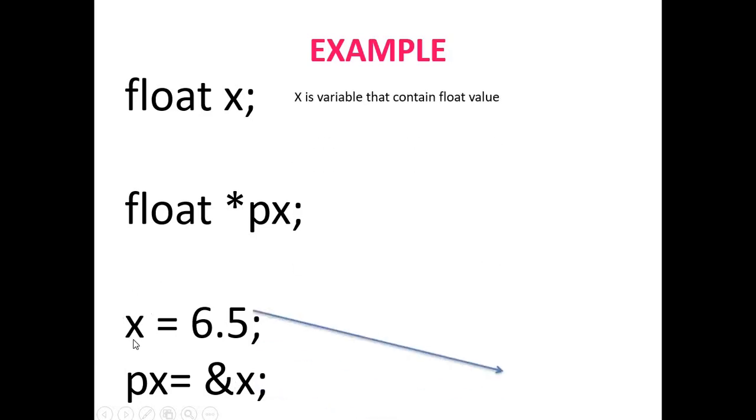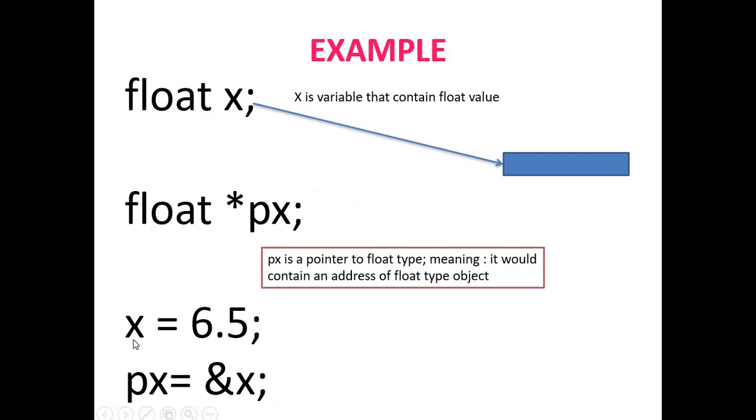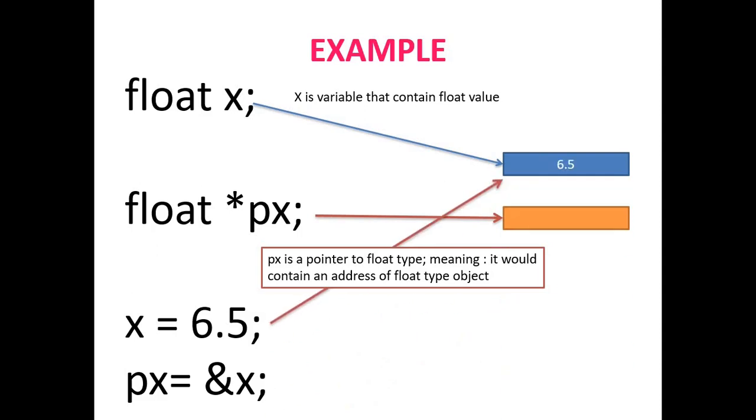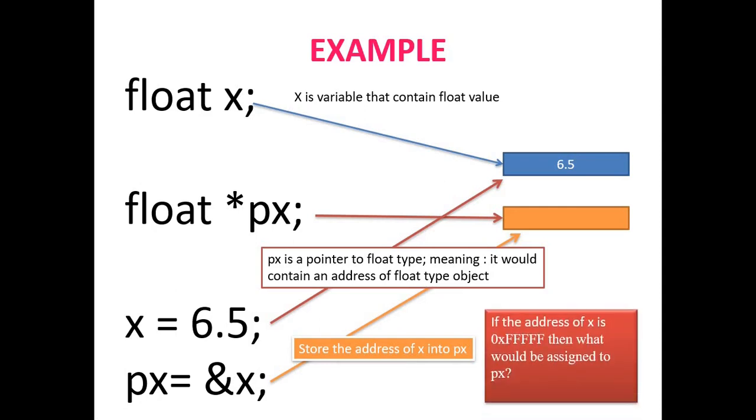If we look at the diagram, this float x will contain the value 6.5, with x equal to 6.5, and px is a pointer to a float type. It would contain the address of a float type object. Now, with the statement px equal to ampersand x, we are storing the address of x into px. This address of x is like any hexadecimal value. Randomly, here in the example for better understanding, I will be referring to some integer numbers.